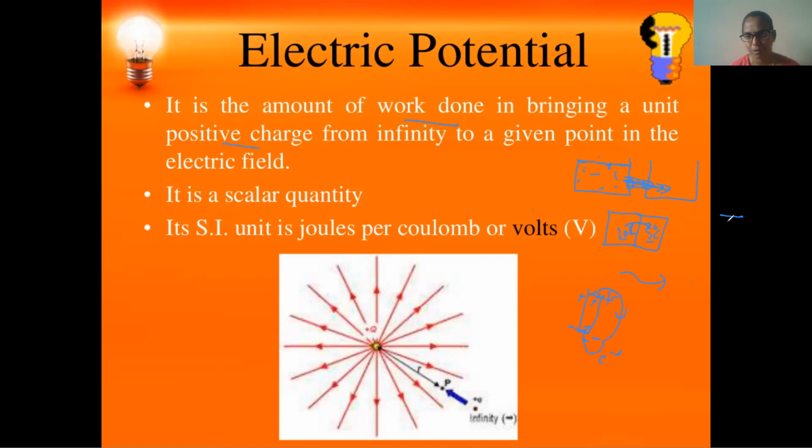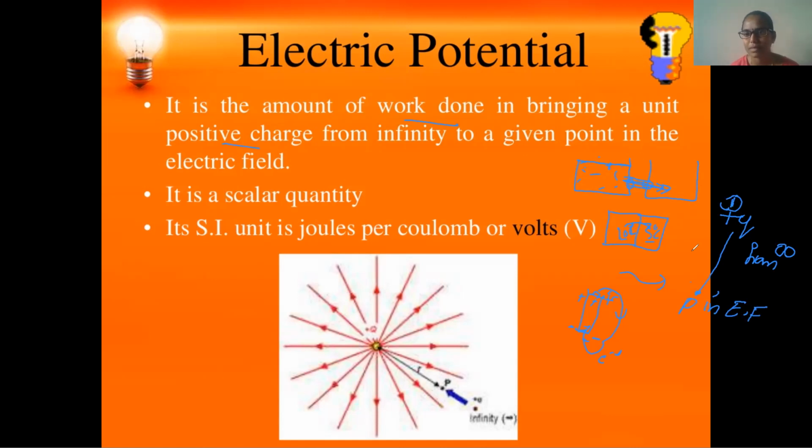Let us take one point and a unit positive charge. Unit means nothing but one, that's it, not 2 charges or 4 charges. Unit charge means only one positive charge. Where are we bringing it from? We are bringing this unit positive charge from an infinite distance to some point in an electric field. Okay, children, this is what we call a potential difference. I hope this is clear.